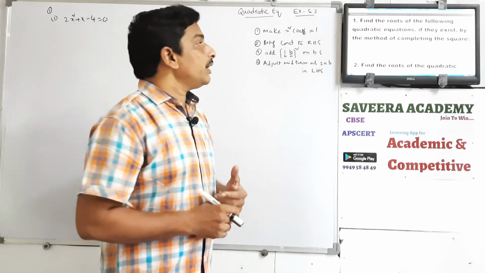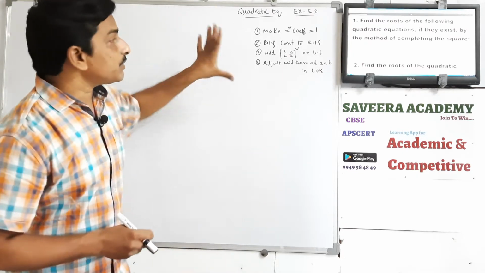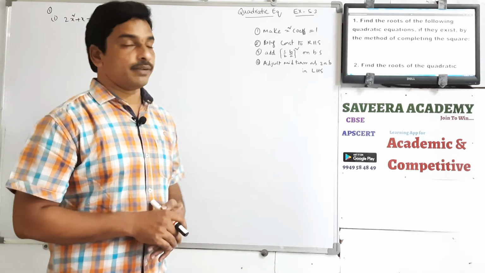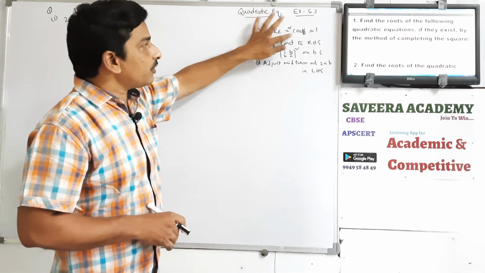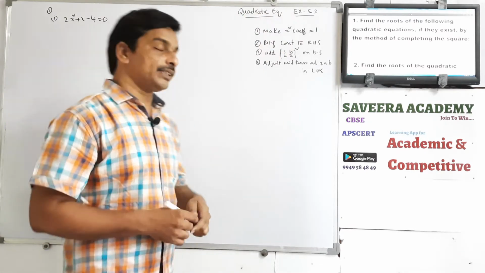Now for this, there are some steps you have to follow when completing a square. What are the steps I wrote here? First, make the x square coefficient equal to 1, whatever the equation given to you may be.